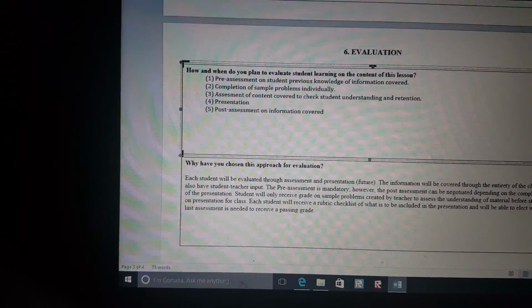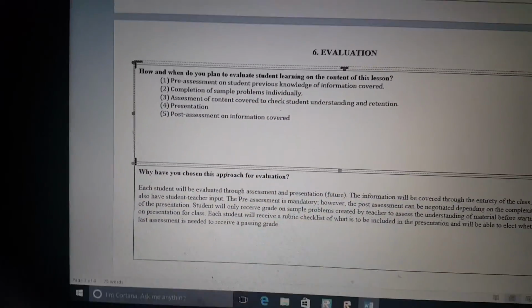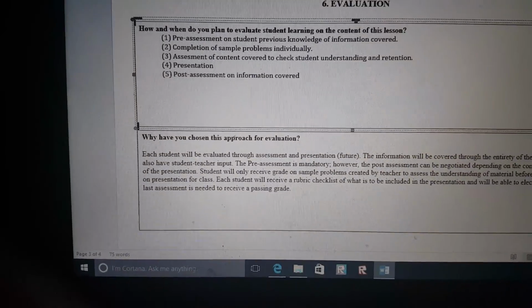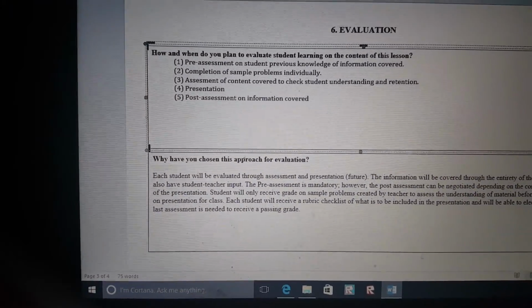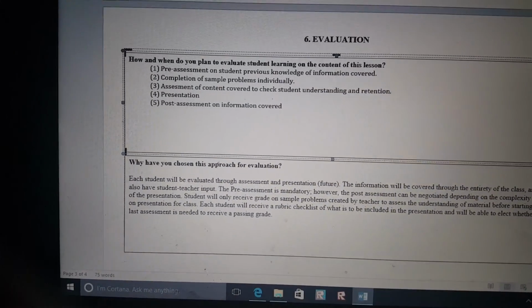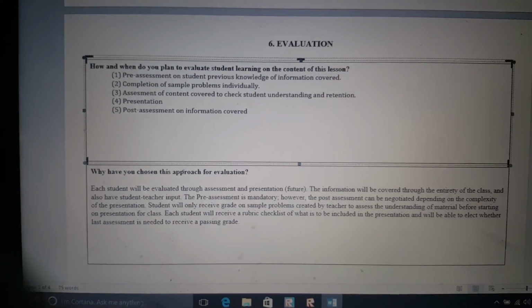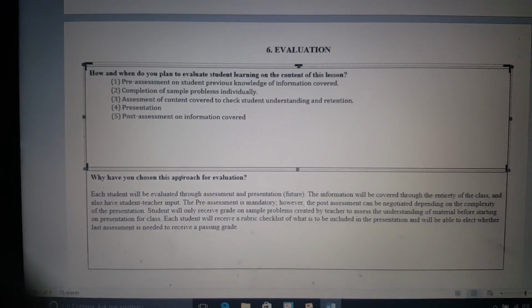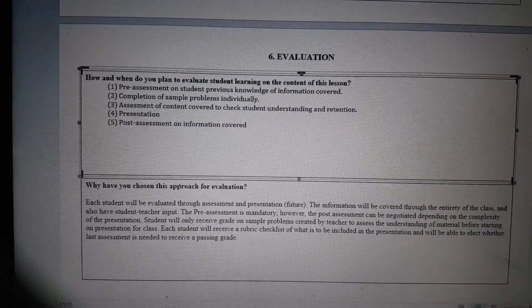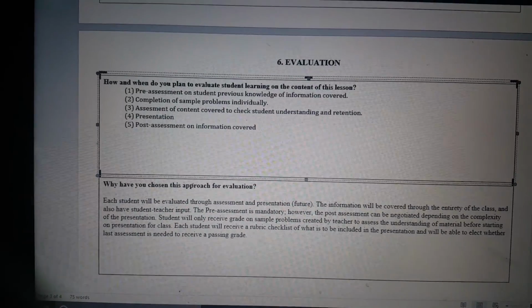Evaluation. How and when did you plan to evaluate student learning of the content of this lesson? Well, I have several options, which I included five because one of them can actually be taken off. The first one would be a pre-assessment on students' previous knowledge of information covered. I want to do a pre-assessment because I want to know where my students stand, and this is a way of formative assessment that will help me evaluate them in the end.